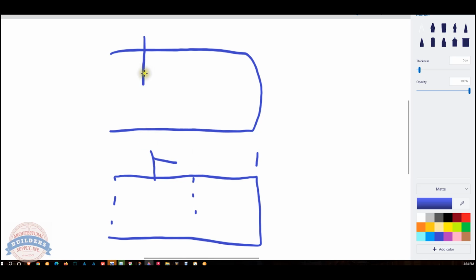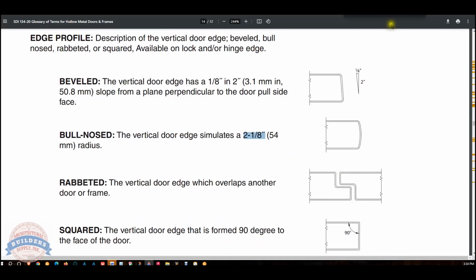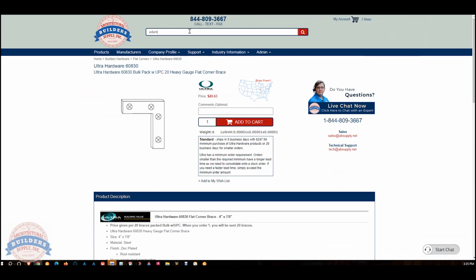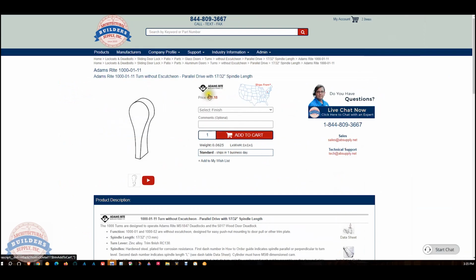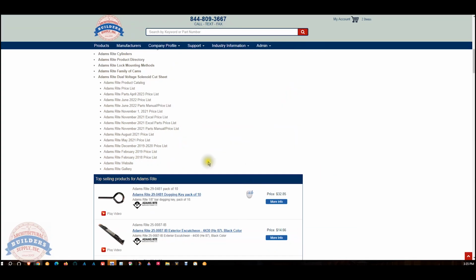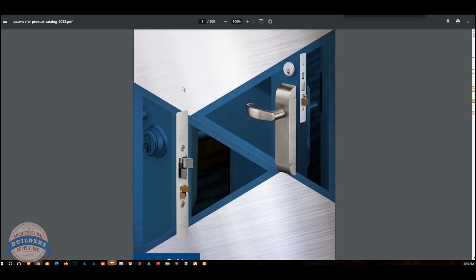That's also a backset. But it's important to note that the definition of backset is from the center of the thickness of the door. Well, that's okay on a square edge door, but if you've got a beveled edge door, you've got to know it's here and not here, or here and not here. Same with the bullnose, it's here. That's really important because you're going to get into hardware, and it is really important to calculate the accurate backset.